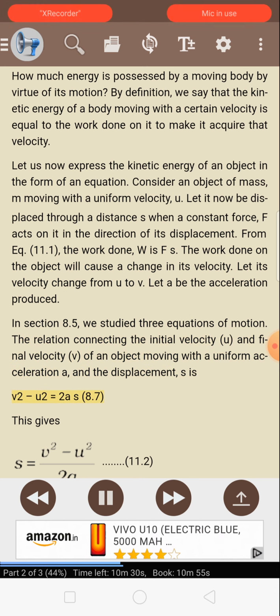Example 11.4. What is the work to be done to increase the velocity of a car from 30 kilometers per hour to 60 kilometers per hour if the mass of the car is 1,500 kilograms? Solution. Mass of the car m = 1,500 kilograms. Initial velocity of car u = 30 kilometers per hour = 25/3 meters per second. Similarly, the final velocity of the car v = 60 kilometers per hour = 50/3 meters per second. Therefore, the initial kinetic energy of the car EKI = 1/2 × 1,500 kilograms × (25/3 meters per second)² = 156,250/3 J. The final kinetic energy of the car EKF = 1/2 × 1,500 kilograms × (50/3 meters per second)² = 625,000/3 J. Thus, the work done = change in kinetic energy = EKF − EKI = 156,250 J.